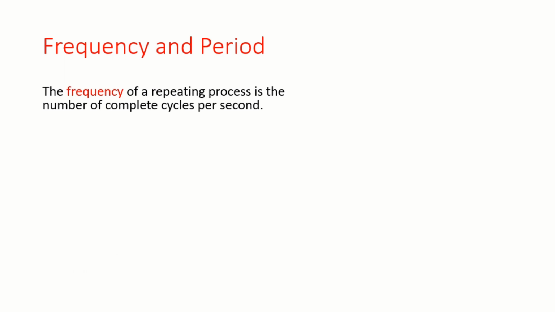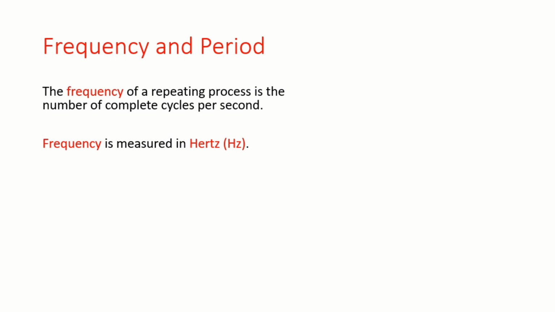Now notice that time frame there is very specific. We're talking per second. So any repeating process, could be a pendulum, could be a mass on a spring, could be a wave, can have a frequency. And when we measure that frequency in physics, we're talking about the number of complete cycles every second. Now when we measure frequency, we express it in hertz. That's given the symbol Hz, and that might be a new symbol to you. This is a named unit and it has a very specific meaning, which we'll see in a second.